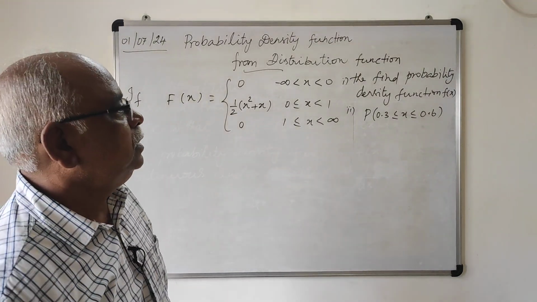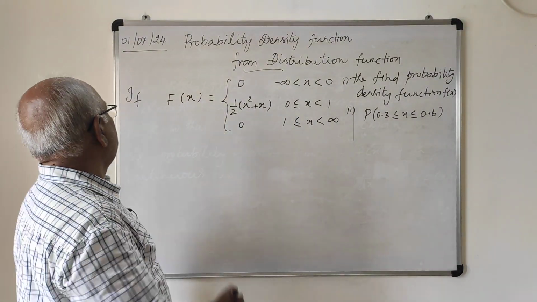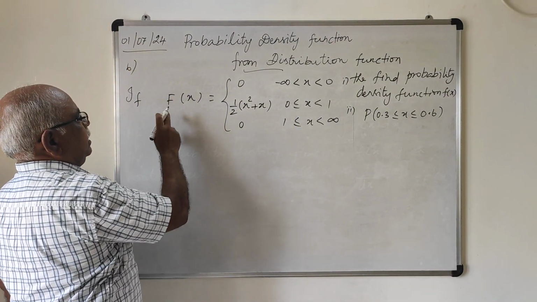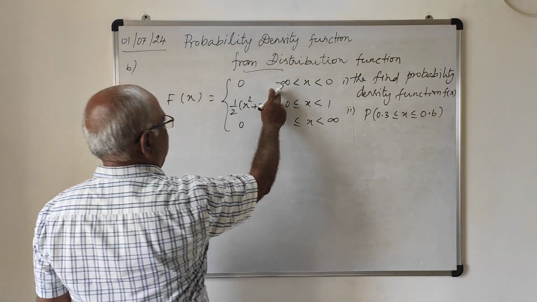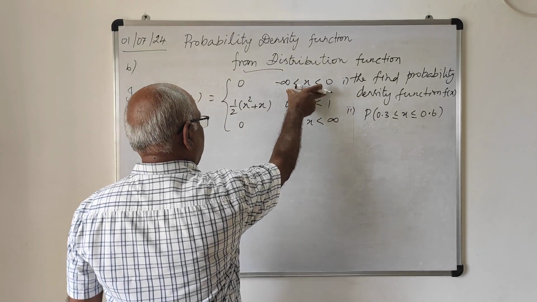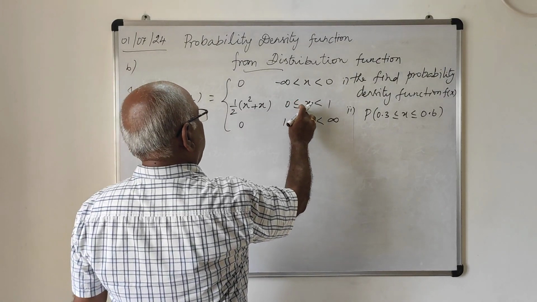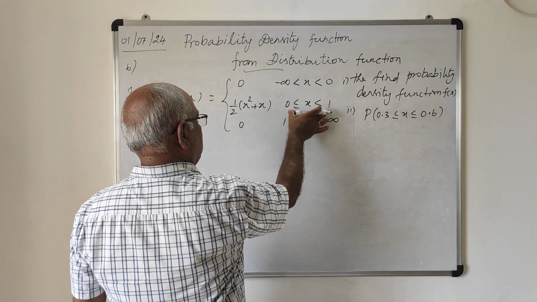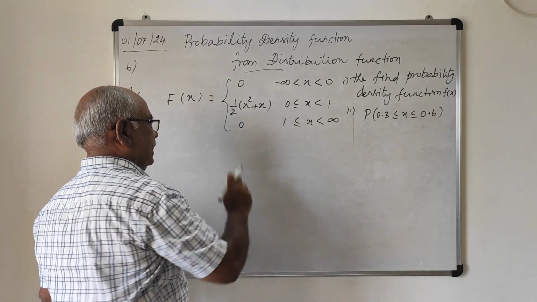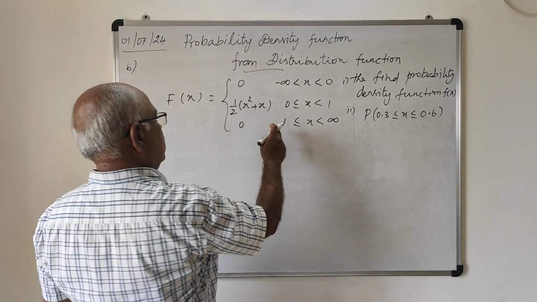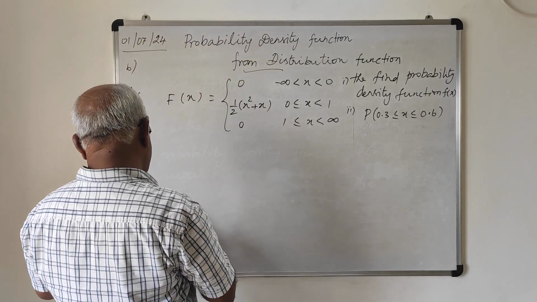Now we will solve one problem to find the probability density function if the distribution function is given. So consider this problem in the exercise 11.3. This is problem number 6 in the exercise 11.3. Capital F of x, that is distribution function, is given by 0 for minus infinity less than x less than 0. In this interval, the distribution function is 0. And for 0 less than or equal to x less than 1, in this interval 0 to 1, the distribution function capital F of x is half into x square plus x. And otherwise, for 1 less than or equal to x less than infinity, the distribution function capital F of x is 1.